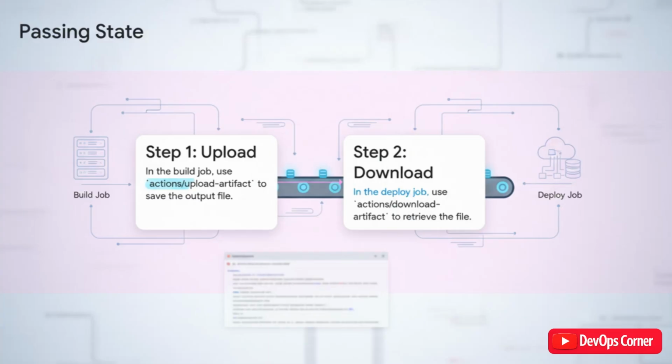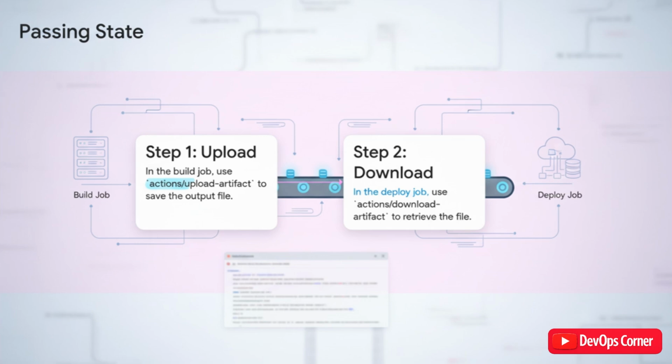The solution then is to explicitly pass the results between these isolated environments. You have to tell the build job to package up its results and upload them as an artifact to a kind of shared storage space. Then, the very first thing your deploy job has to do is explicitly download that artifact. This is the conveyor belt that connects your separate disposable factories.